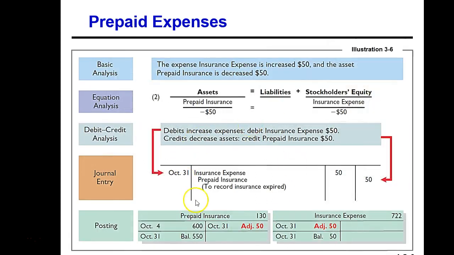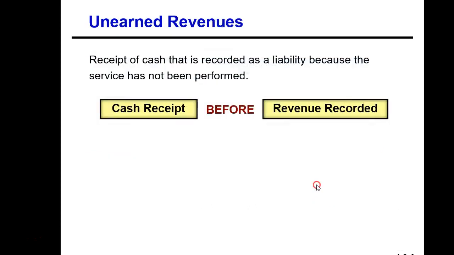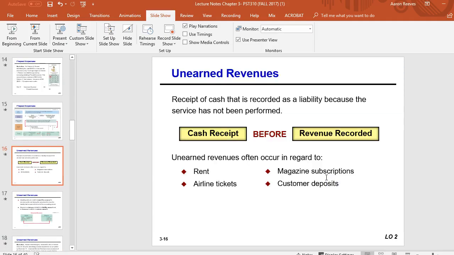Okay, so we make the adjustment to the prepaid insurance account. We're showing the initial amount of $600 and the adjustment of $50. The balance in the prepaid insurance account would be $550 at the end of the accounting period. And in our insurance expense ledger account, we're showing the $50 for the adjustment made at the end of the accounting period. Okay, so I think I'm going to stop right there, and I'm going to create a second video that will cover unearned revenue and the other types of adjustments.